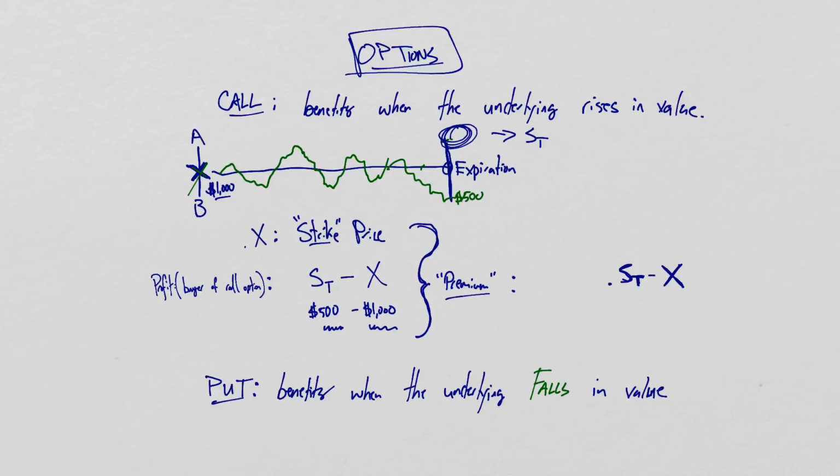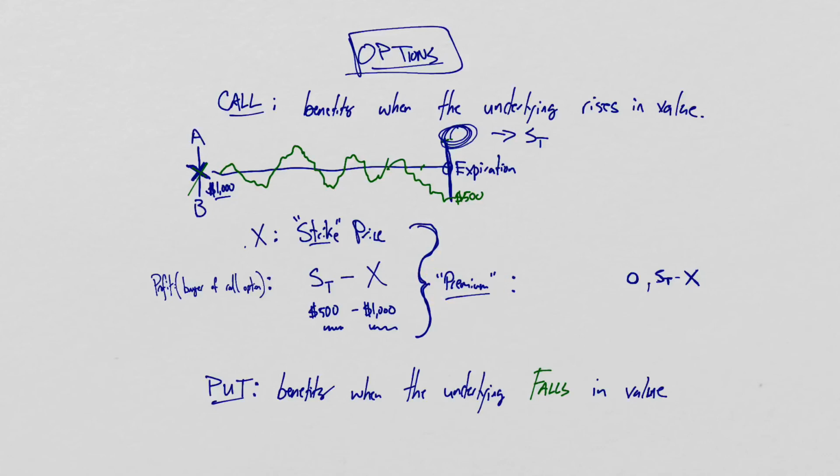And instead, they can just walk away and not suffer that loss. Sounds pretty nice, especially compared to a forward contract. The problem is just that you have to pay this upfront cost in an option called a premium. It's like buying insurance.